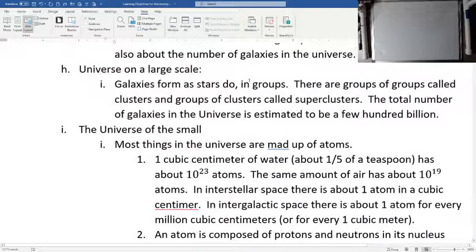Galaxies form as stars do, in groups. There are groups of groups called clusters of galaxies, and groups of clusters called superclusters. The total number of galaxies in the universe is estimated to be a few hundred billion.